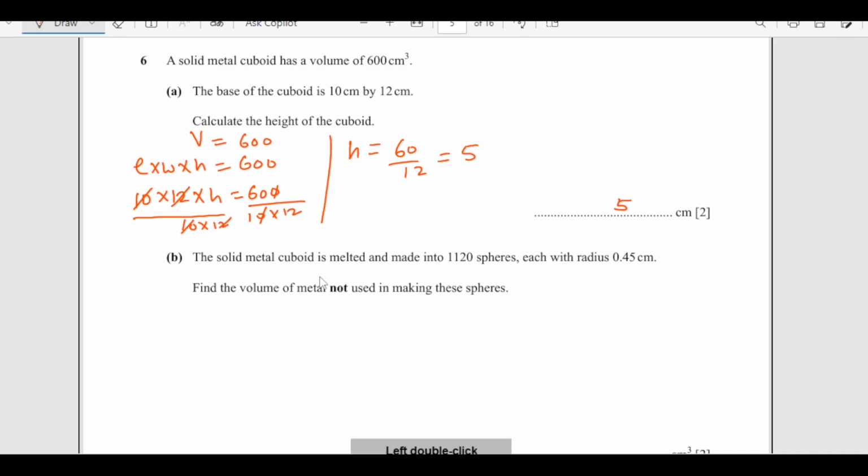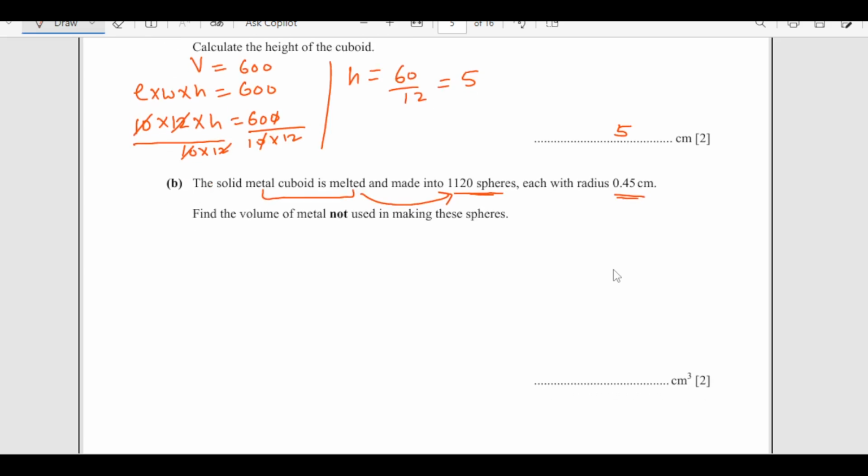Now the solid metal cuboid is melted. Now this is melted and made 1120 spheres. So this has been turned into spheres now, with each radius of 0.45. So the cuboid is made as the sphere now. So when we melt this, that means volume of the cuboid and volume of the sphere should be same, right? So volume of sphere, first of all let's find out volume of sphere.